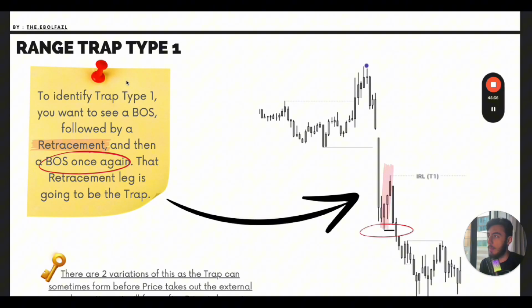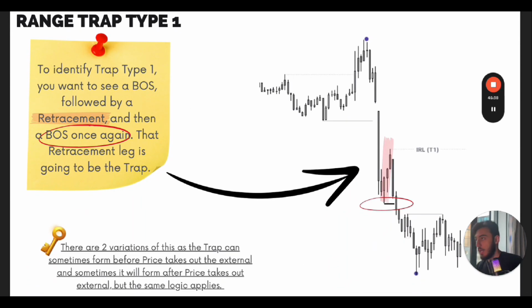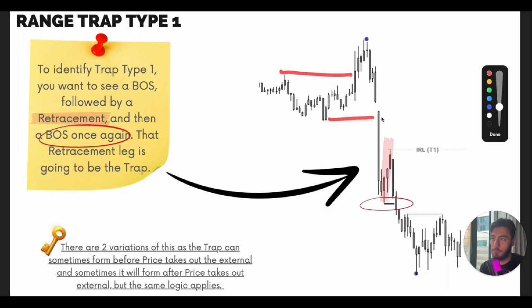Now let's dive in with the trap range type 1. It's internal liquidity. To identify trap type 1, you want to see a break of market structure followed by retracement and then a BOS again. Then the retracement leg is going to be the trap. So once you have, let's say, a strong high and a break of market structure, this retracement leg is going to be the trap for you. Take a look here. We have a retracement and a break of market structure. See, retracement here in the red area and a break of market structure. So this is going to be the internal liquidity.